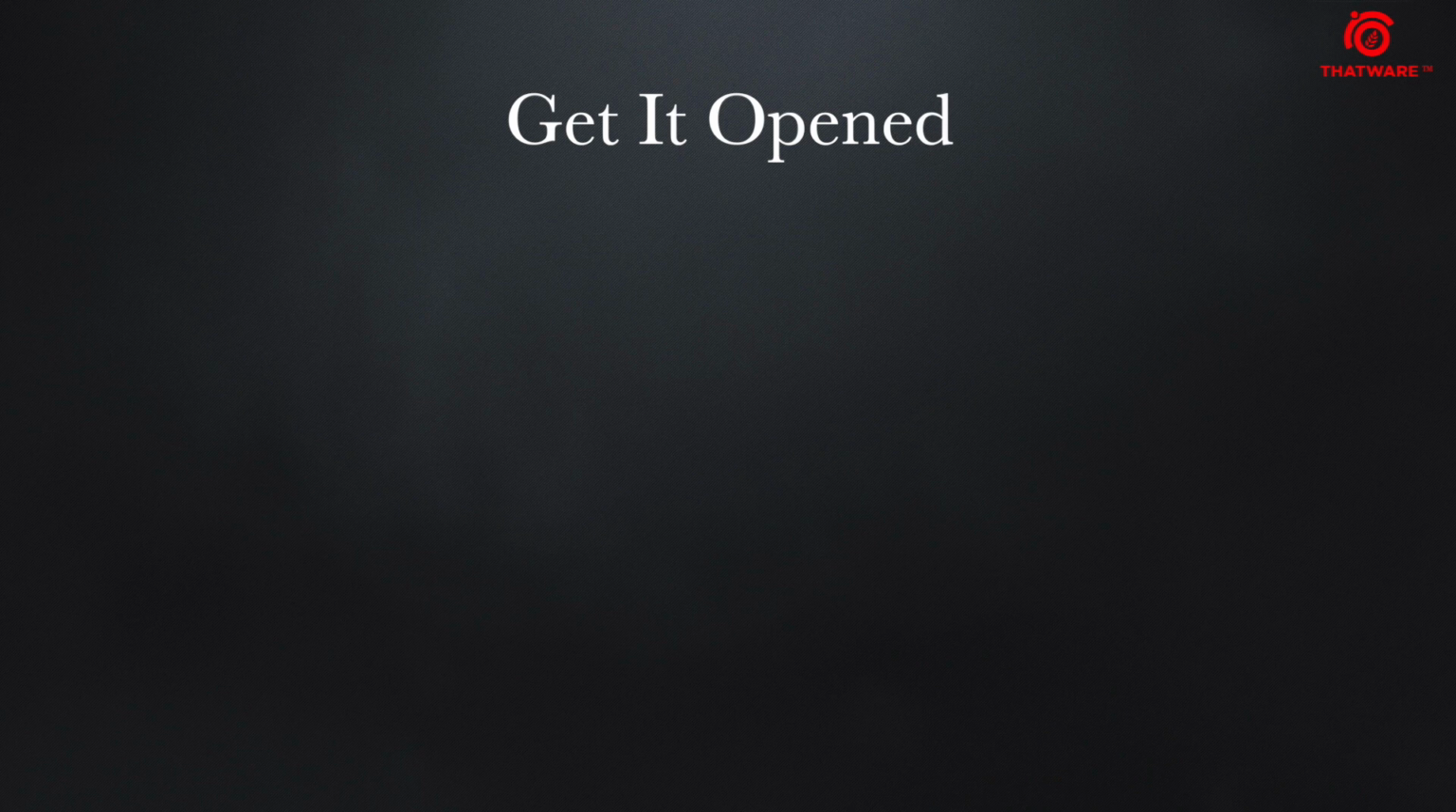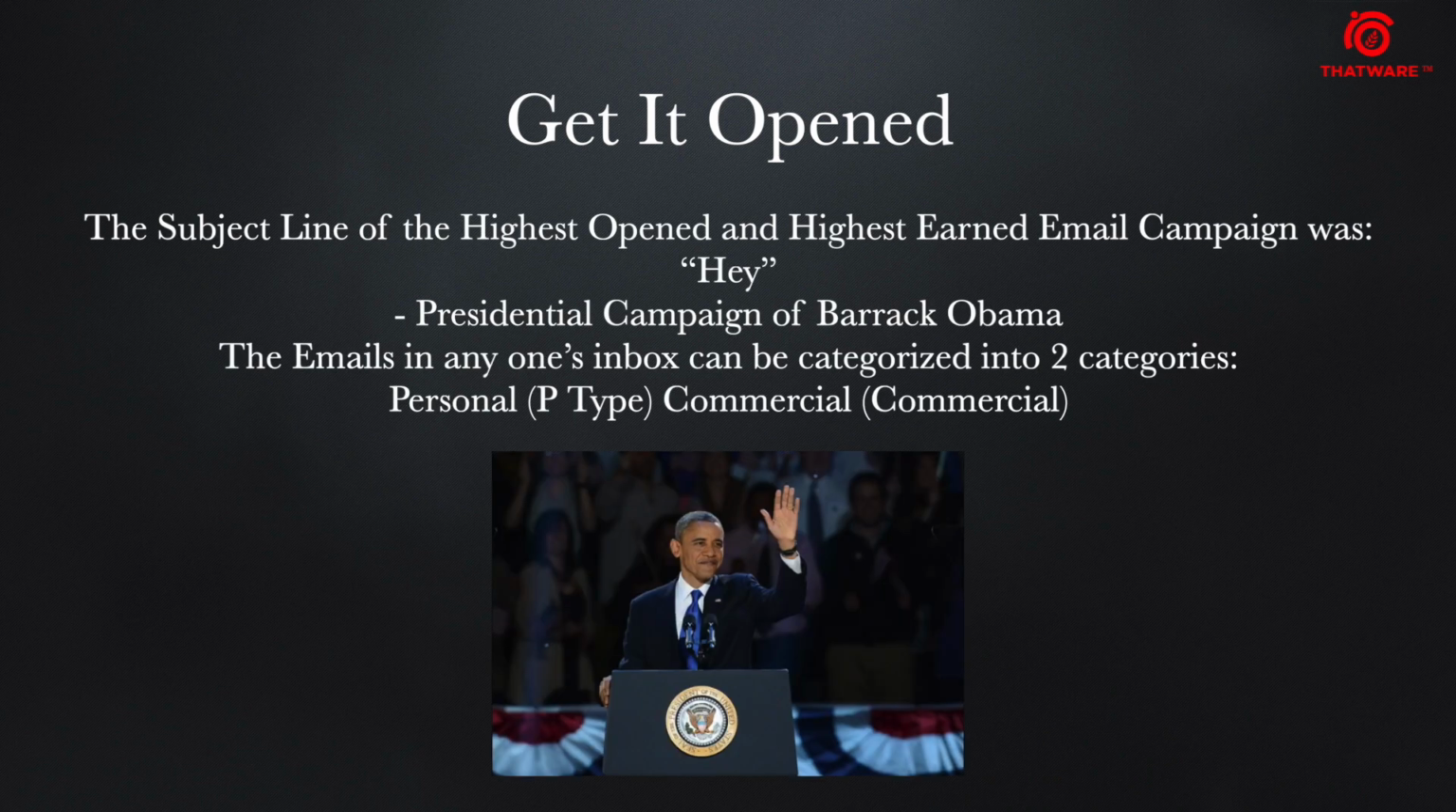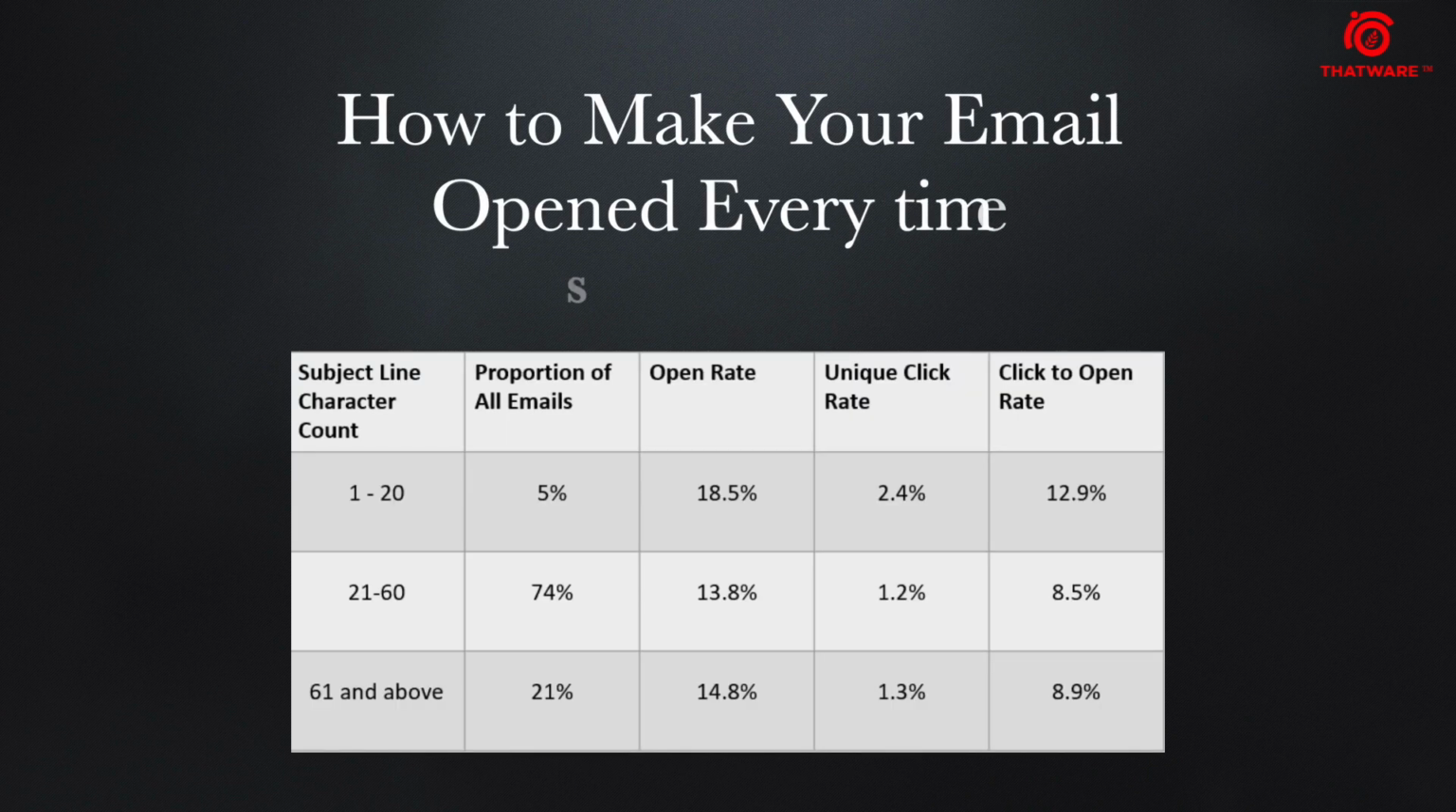The last area is getting it opened. As the subject line says, the highest open ratio in an email campaign can actually lead to greater sales. For example, the presidential campaign of Barack Obama. An email in anyone's inbox can be categorized into two categories: personal, P type, or commercial, C type. So how do you make your email opened every time?